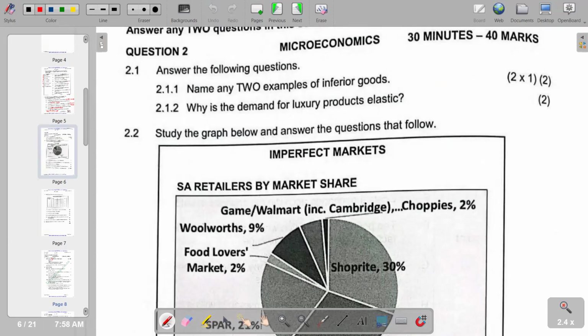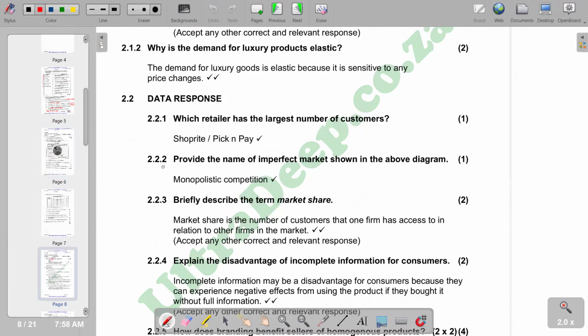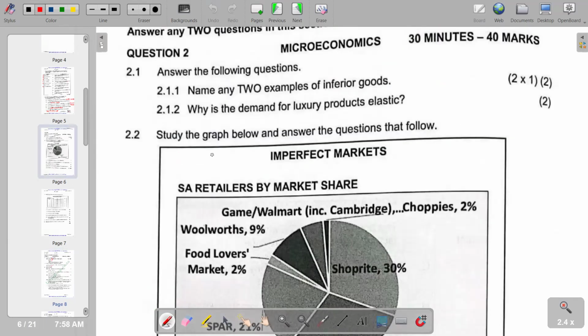So it becomes elastic. So we try to see in terms of the explanation that we have, which says that the demand for luxury goods is elastic because it is sensitive to any price changes. So price change being a factor that is affecting demand.